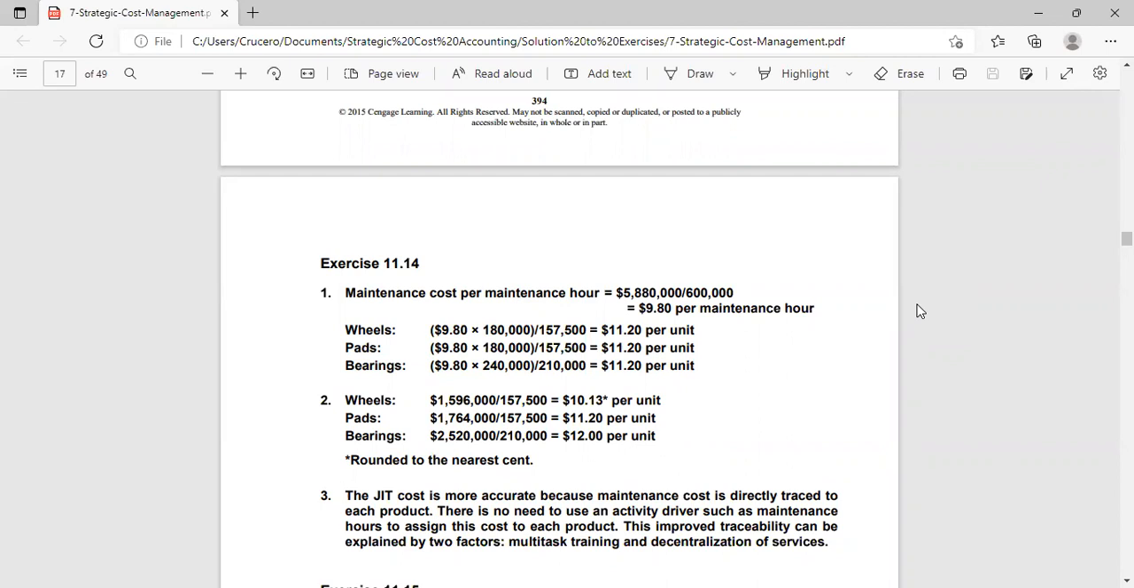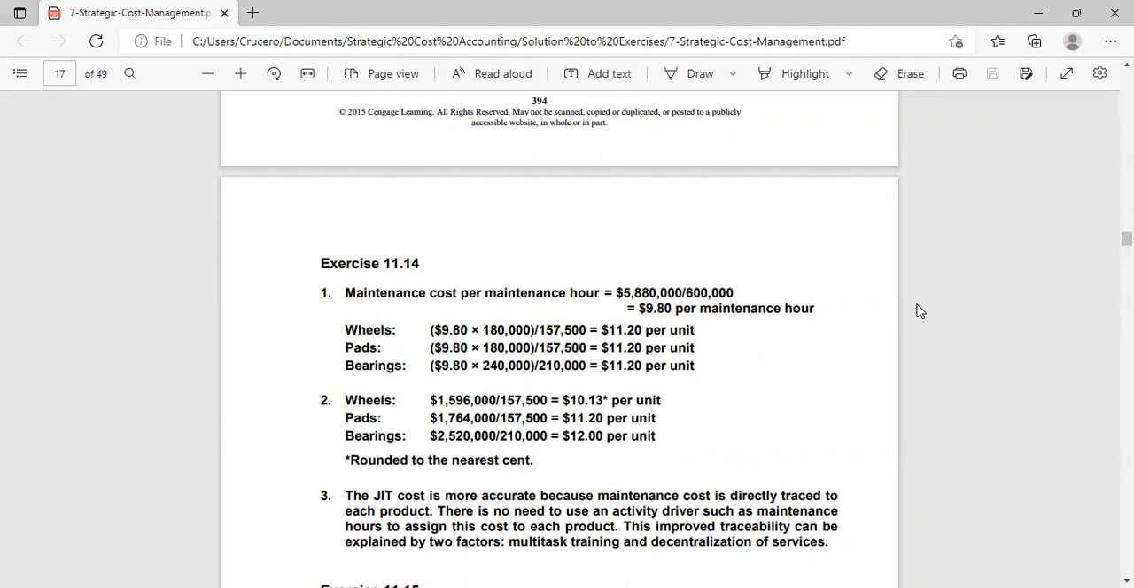So we have the maintenance hours and the quantity produced. After installing JIT, three manufacturing cells were created and cell workers were trained to perform preventive maintenance and minor repairs. A full-time maintenance person was also assigned to each cell. Maintenance costs for the three cells still totaled 5,880,000. However, these costs are now traceable to each cell as follows.